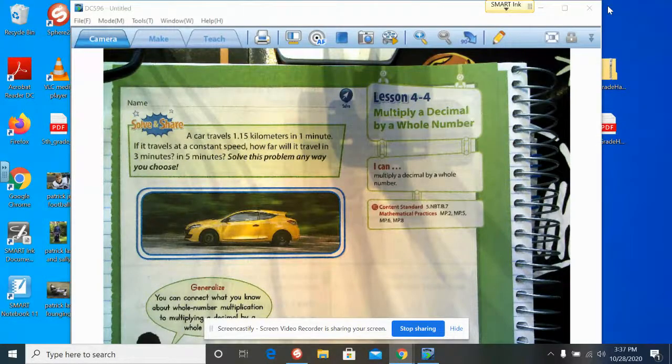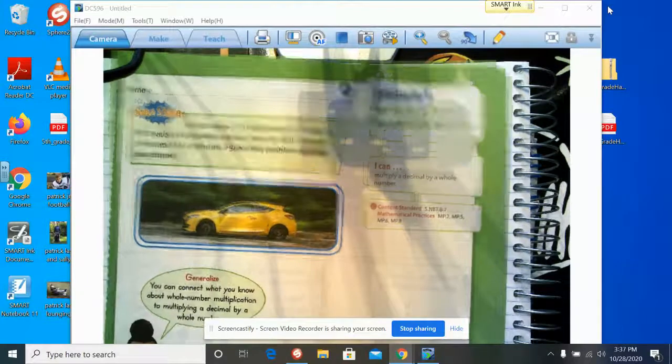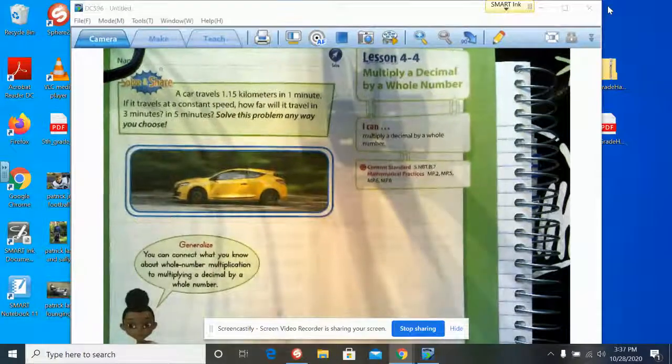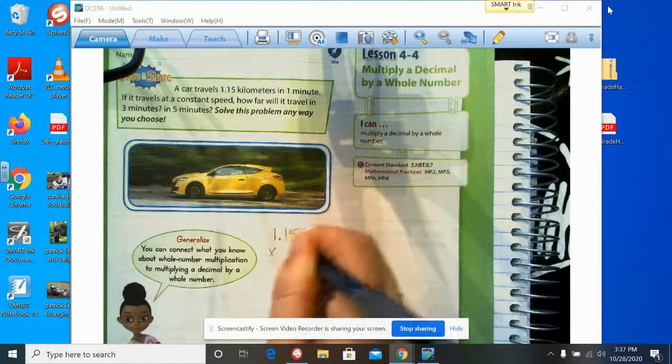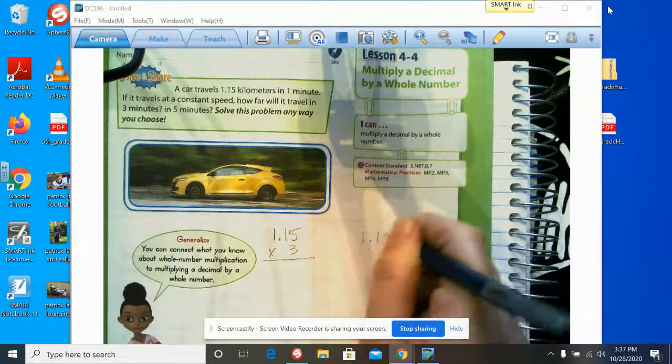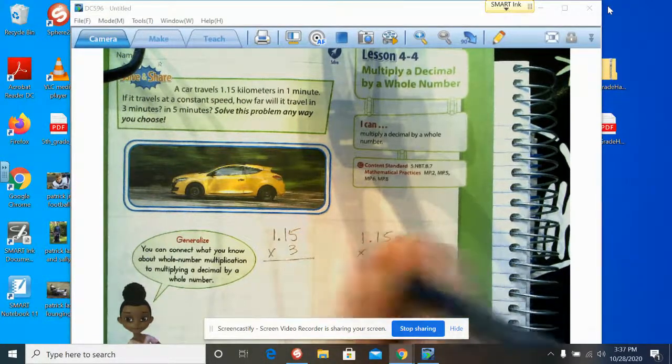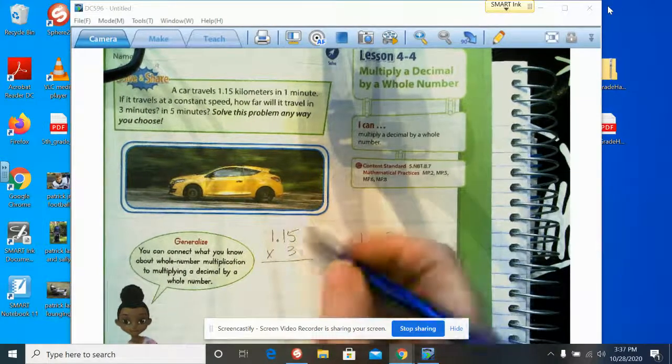You've already done your solve and share. It says a car travels 1.15 kilometers in 1 minute. If it travels at a constant speed, how far will it travel in 3 minutes, in 5 minutes? Solve this problem any way you choose. I don't know how you solved it, but for me, I would just do 1.15 times 3 and 1.15 times 5 to show the distance traveled in this amount of minutes.